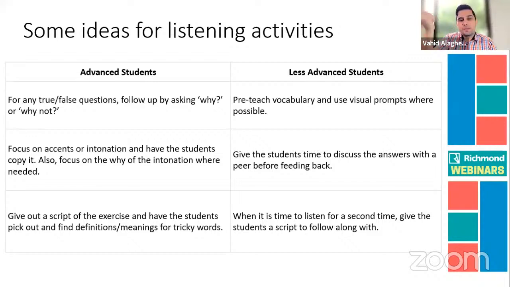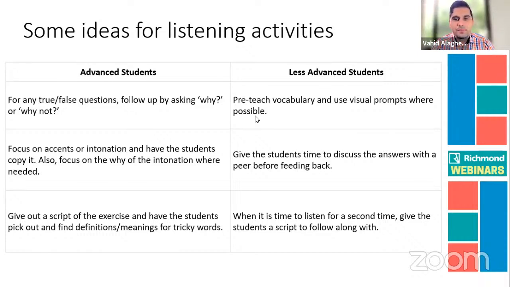Give out a script of the exercise and have the students pick out and find definitions, meanings, or the tricky words. And in this case, as I've mentioned, they can always change the scenario as they want, and they would be more creative. This is going to be one idea for listening activities.